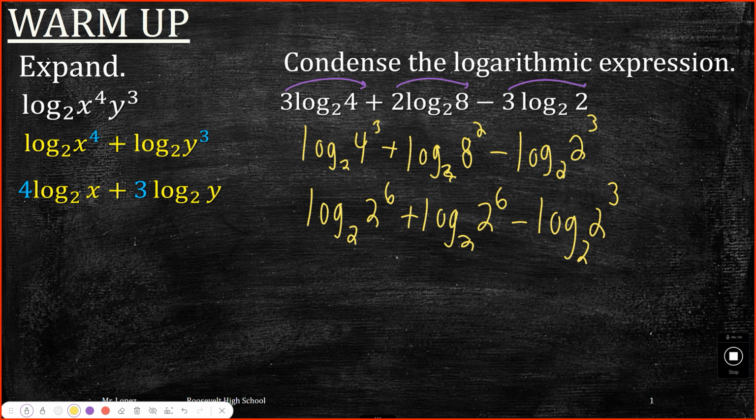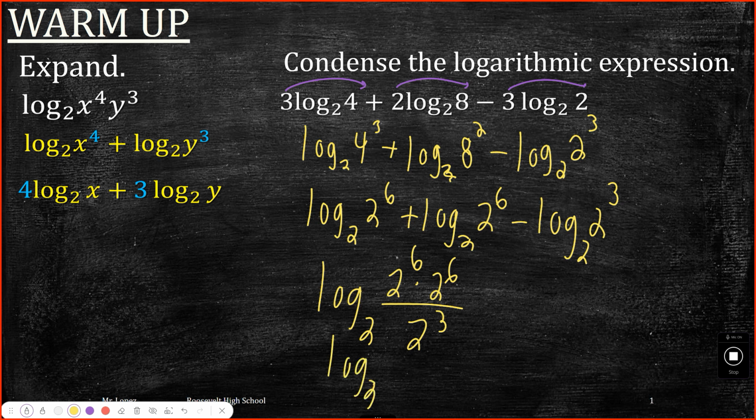So what can we do now? What should we do? Can we just use the properties of logs? So it's going to be log base 2. I got 2 to the 6 times 2 to the 6 over 2 to the third. So we're going to have what? Log base 2. What's the answer to the top? 2 to the what? What's the answer? 2 to what? What's the answer to this?